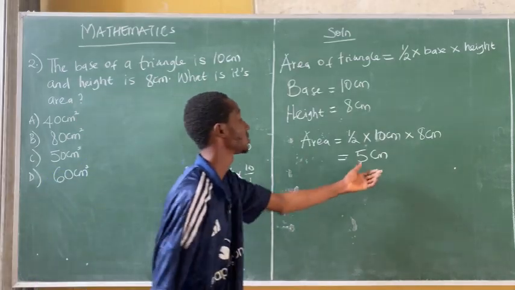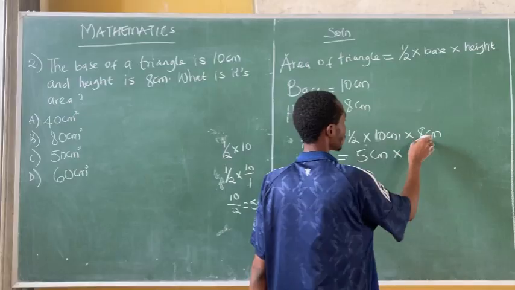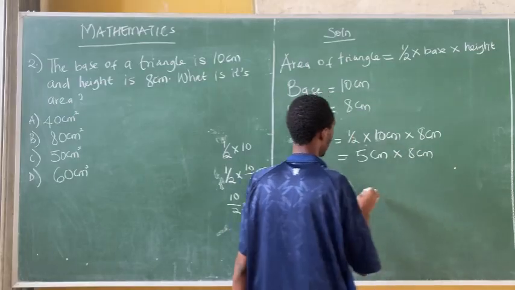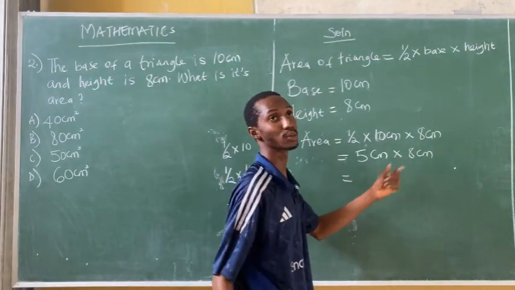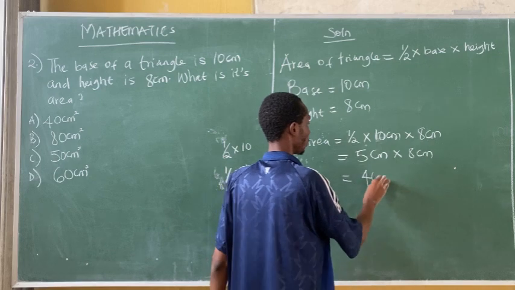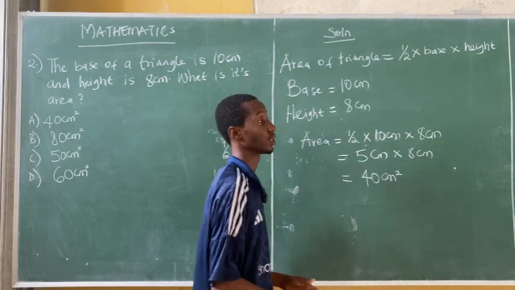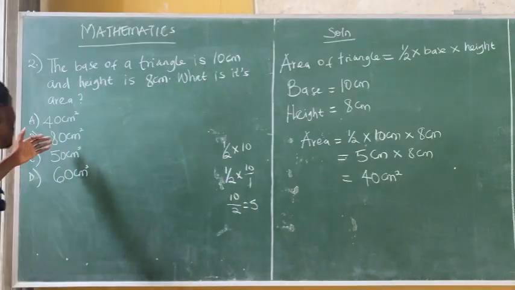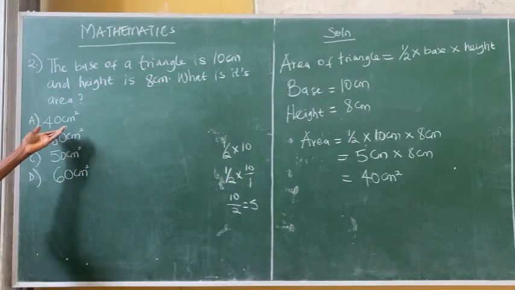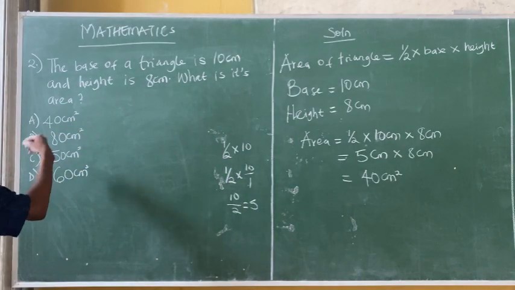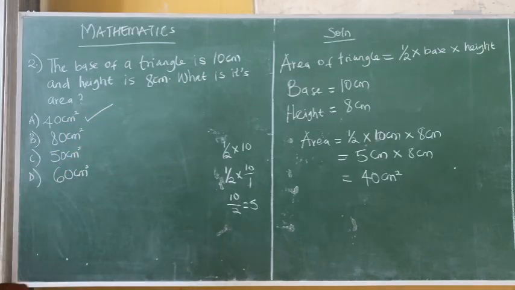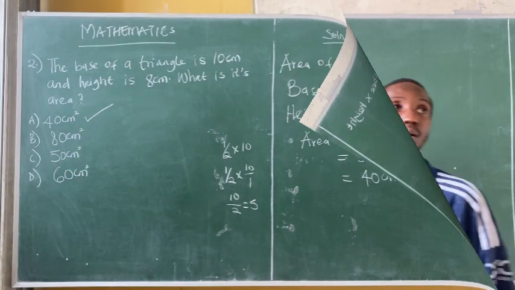So we have 5 cm times, we have 8 cm here. 5 cm times 8 cm will give us 40 cm squared. Cm times cm will give us cm squared. So we have here option A to be correct, 40 cm squared. So the correct answer is option A, 40 cm squared.